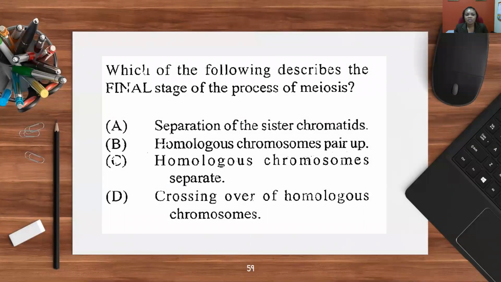Which of the following describes the final stage of the process of meiosis? A, separation of the sister chromatids. B, homologous chromosomes pair up. C, homologous chromosomes separate. Crossing over of homologous. So the final stage would be C. Homologous chromosomes separate. So all of this would take place before.